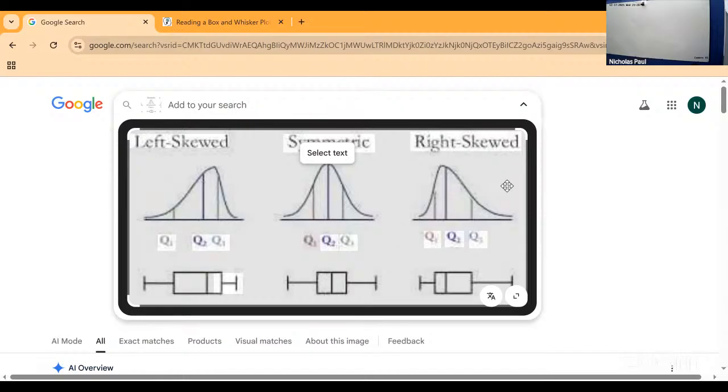Was it much longer? No, just a little bit, right? So if I'm not mistaken, the first example was symmetrical. So write that down underneath the box and whisker: symmetrical. I think the second example was different. Look at the second example and tell me how it looks.